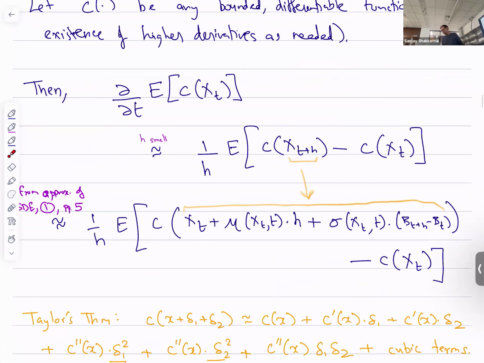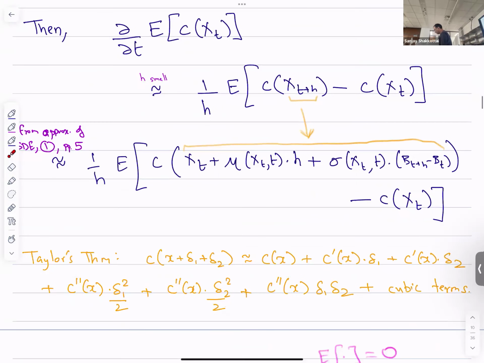Now, let's expand this out. x of t plus h is a diffusion, so I'll write it as x of t plus mu of x of t, the drift, times h, plus sigma of x of t times delta B t, minus c of x of t. I'm just putting in what I think of as an SDE, and seeing what happens.